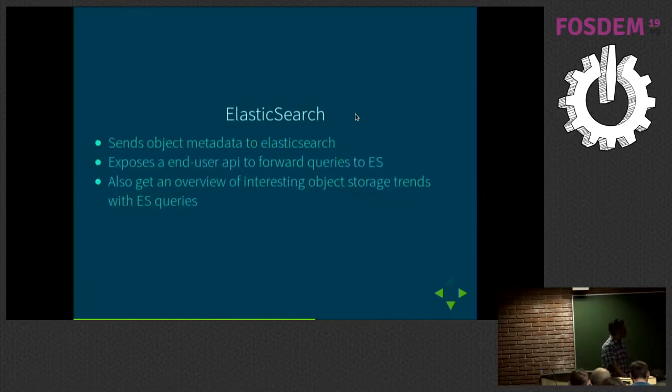So the first sync module is Elasticsearch, which basically sends metadata of objects to Elasticsearch. We already get a notification when an object is created, so this object metadata itself is sent to Elasticsearch. We also expose an end user API to the RGW so that the end user can make Elasticsearch queries, and that is forwarded to Elasticsearch, and you get a response back, which is again forwarded to the user.